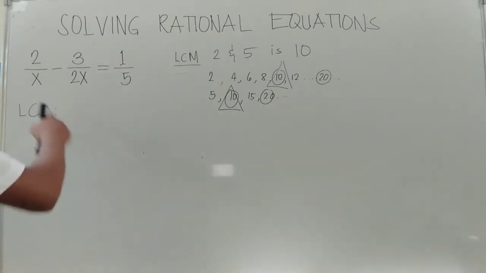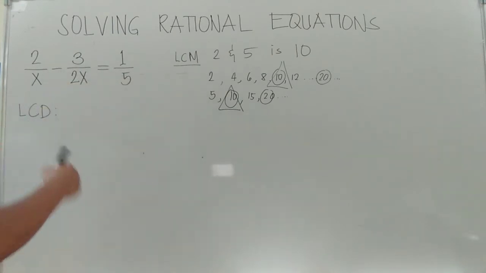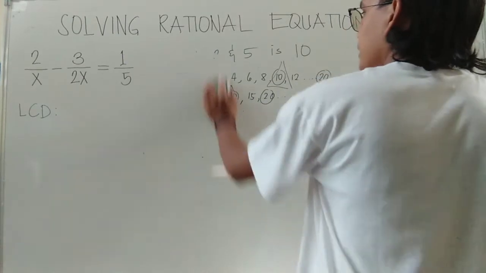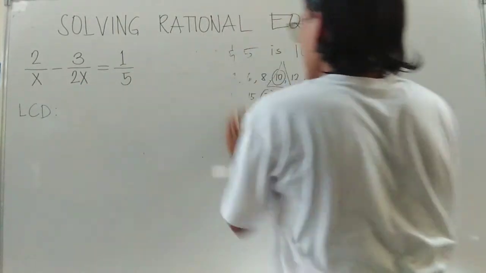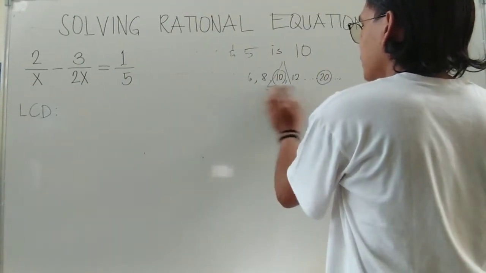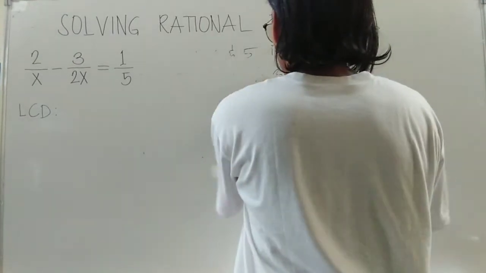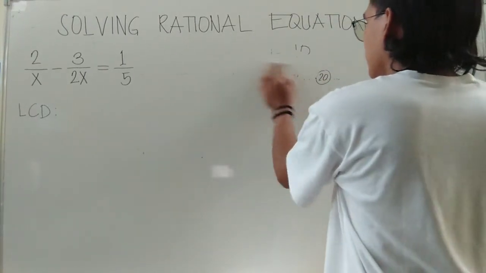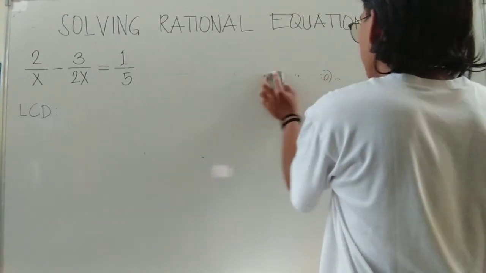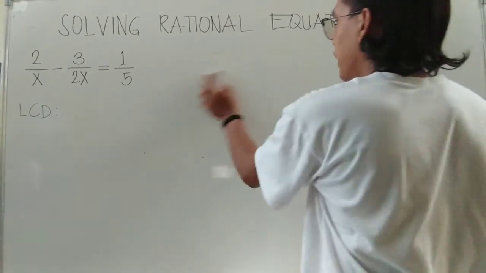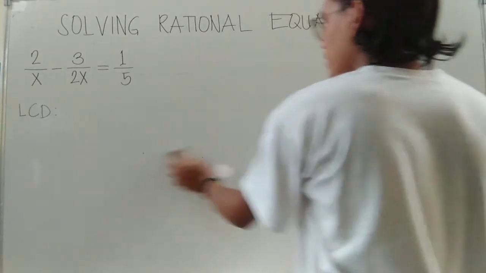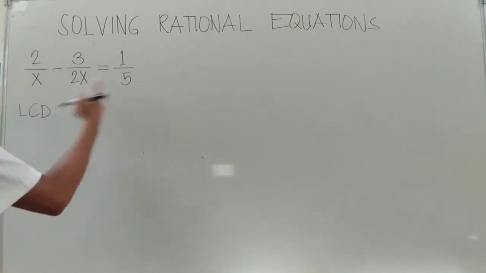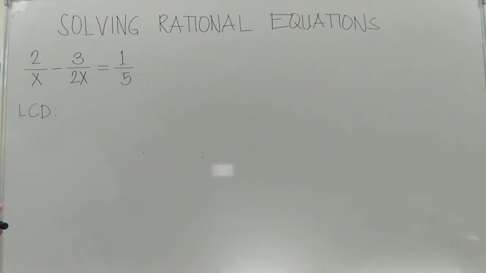Let us identify the denominators first. The denominators are x, 2x, and 5. So our first example will be a basic example. As you can see, the variable is in linear form, and our constants and numerical coefficients are prime, so we have 2 and 5. Then we have the variable x.